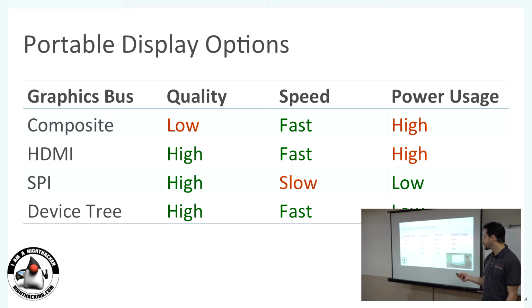SPI is another option. The SPI bus is a special high-speed serial bus on the Raspberry Pi. The problem is it's high speed for serial, but it's relatively slow for graphics. You get about 10 to 15 frames per second from the SPI bus. So you will see some displays they sell online, like Adafruit sells some displays which go on the GPIO pins, and they use SPI with some special drivers, but the resolution and the refresh rate of the screens is not really that good.